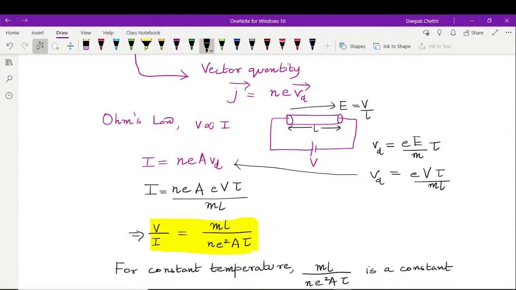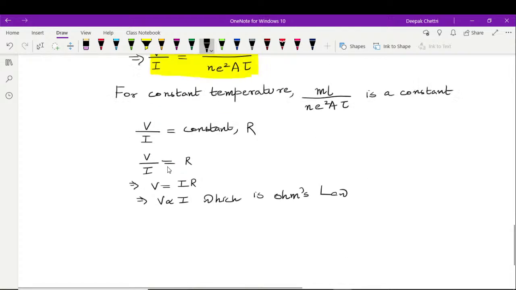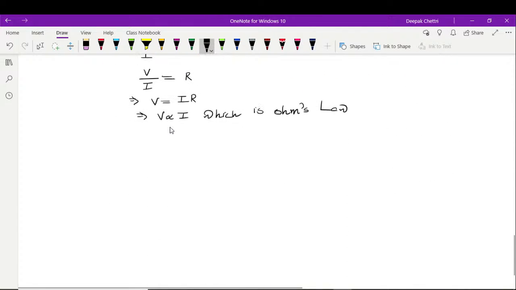Okay, so that is your Ohm's law. I have derived Ohm's law from the expression for current. Okay, so that is your Ohm's law.